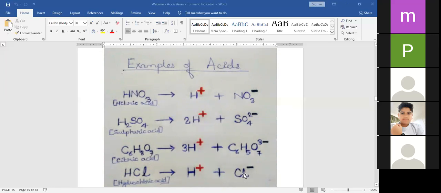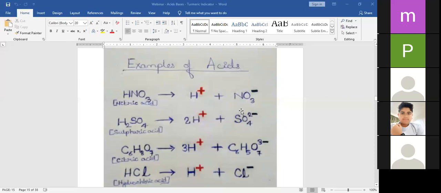Now you don't have to worry a lot about these formulas. All that you need to concentrate on is that these also have plus and minus charges in them. Nitric acid has a plus and a minus. Sulfuric acid also has a plus and a minus. Note that all of the acids have H plus ions in them, but each acid has a plus and a minus. So that means acids are also polar in nature.